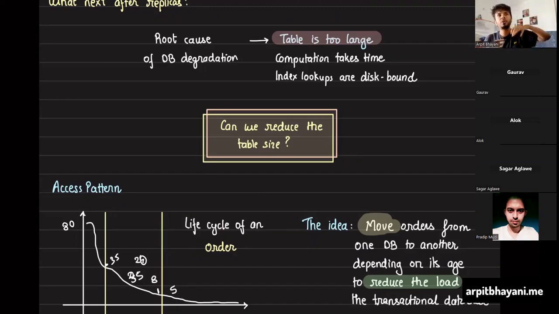You have a huge orders table. Let's say Amazon takes 100,000 orders per minute. I'm not sure what the actual numbers are, but let's assume 100,000 orders per minute. So now what happens is your orders table will have a huge number of entries.